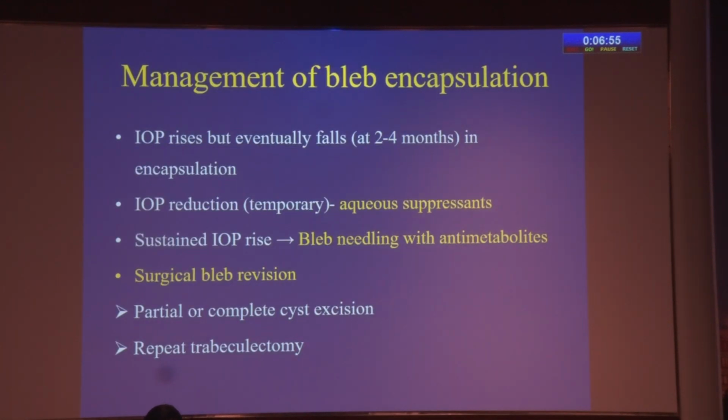So, management of bleb encapsulation: IOP rises but eventually falls at 2 to 4 months in encapsulation. For IOP reduction, aqueous suppressants can be used temporarily, and for sustained IOP rise, bleb needling with antimetabolites can be done. You can do it at the slit lamp, or you can take your patient back to the theater and do it. And surgical bleb revision, I won't go into the details of that. We've had enough conversation and discussion on that just before this. And partial or complete cyst excision, and of course you can go for a repeat trabeculectomy.